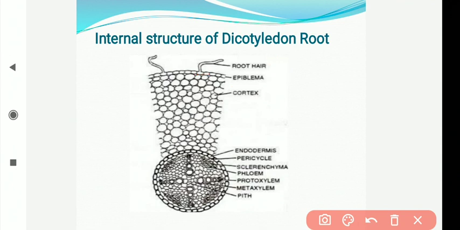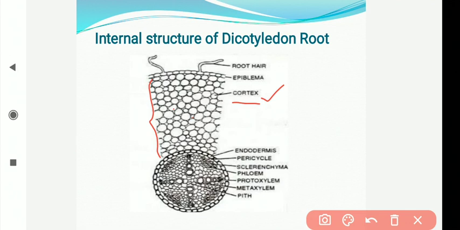Secondly, the second part, that is cortex. This whole region is called the cortex. It is multi-layered and composed of parenchymatous cells. The cells are arranged regularly, both radially and in concentric circles. The cells of the cortex are thin-walled with intercellular spaces. Here we can see there is a space between cells. The cortical cells often contain starch.